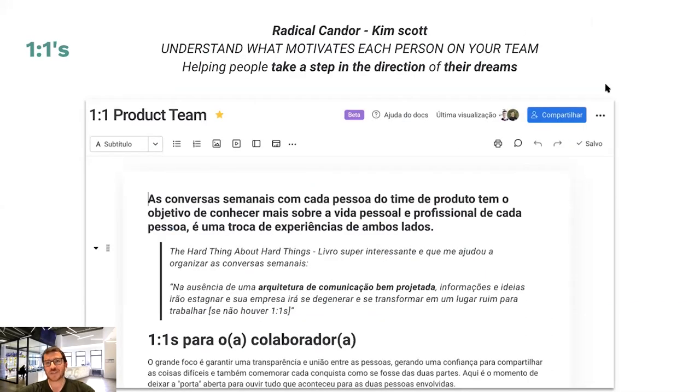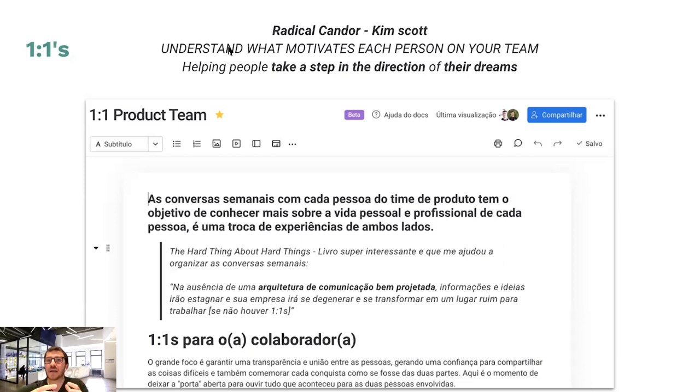And here, sorry, our document is in Portuguese, but what is really important here is one thing I look at every day from Radical Candor, Kim Scott's book, which is we really need to understand what motivates everyone in our team. Sometimes what motivates me is totally different for someone in my team. So it is our job to help everyone in our team to go further, to take the next step in what they want to have in the next month or in the next year.